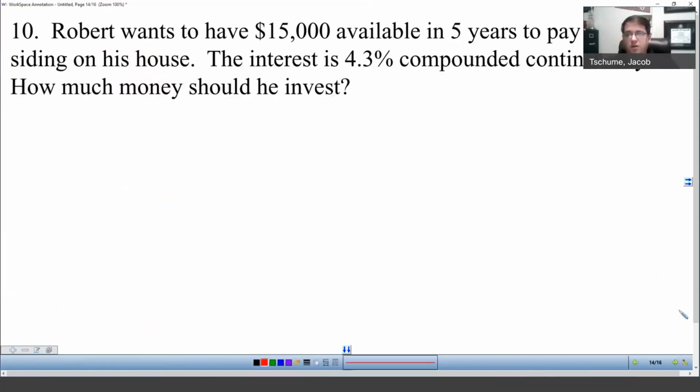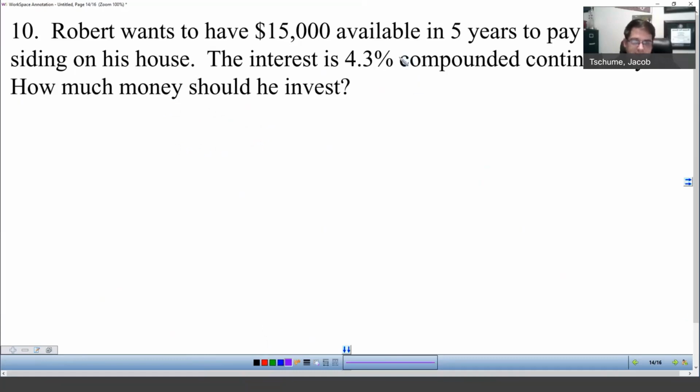All right, so now that we've learned a little bit more about logarithms, let me show you how they can be used to solve for different variables in the compound interest formulas we covered earlier. So number 10 says, Robert wants to have $15,000 available in 5 years to pay for new siding on his house. The interest is 4.3% compounded continuously. How much money should he invest to have this money available?